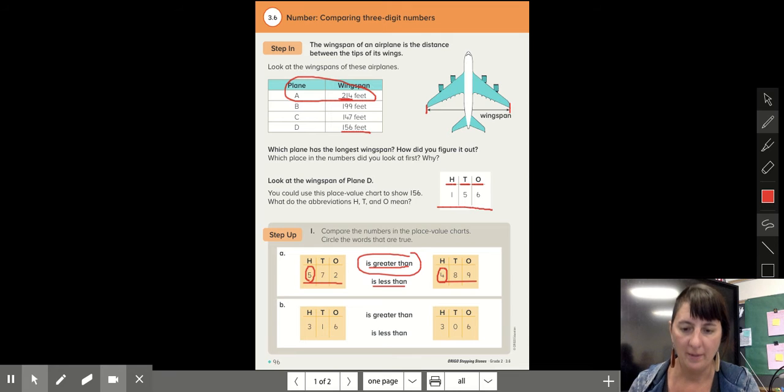When you are looking at the next one, notice that both numbers have 300s. So then you need to compare the tens place. Which one has more tens? That's going to be the larger number.